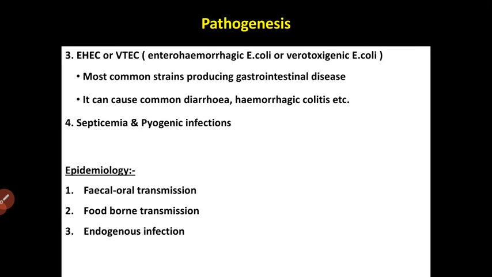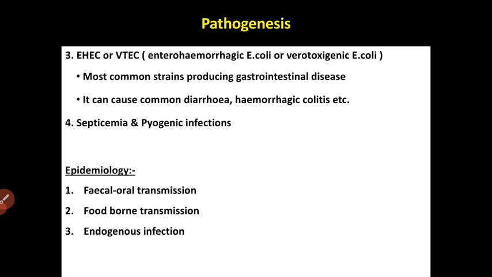Next, EHEC or VTEC. As I told you, EHEC is enterohemorrhagic E. coli, VTEC, verotoxigenic E. coli. Understood? What happens? Now, these are the most common strains producing gastrointestinal disease. We have already gone through this. And it can cause common diarrhea and hemorrhagic colitis. Understood?